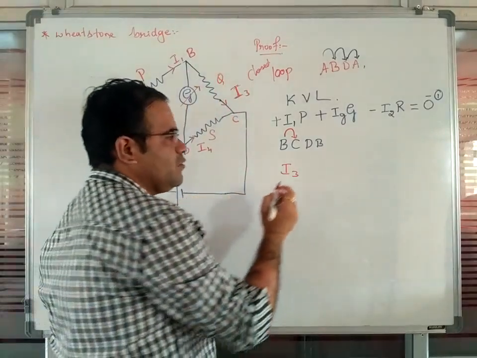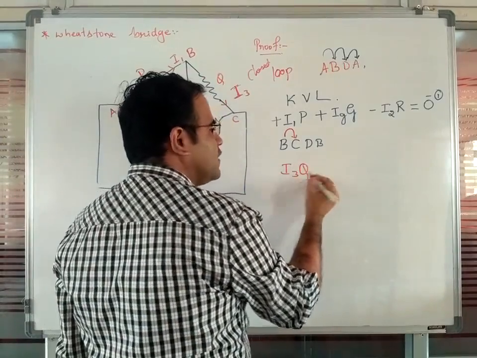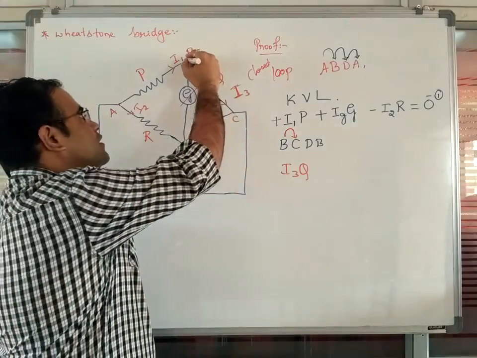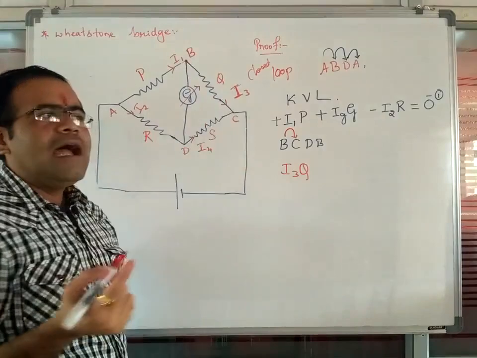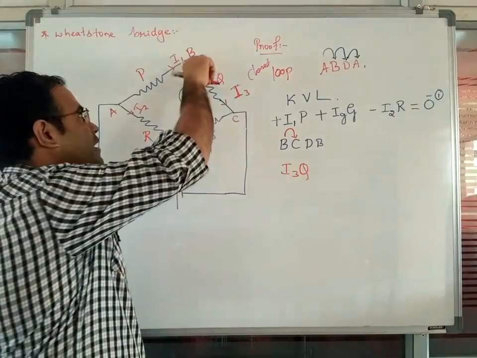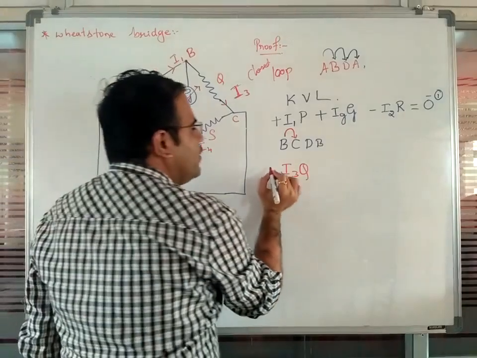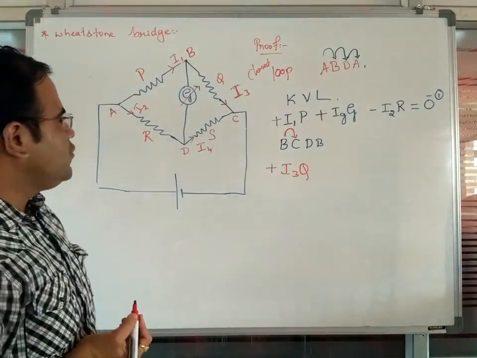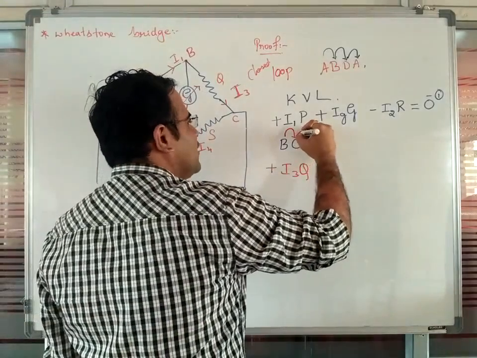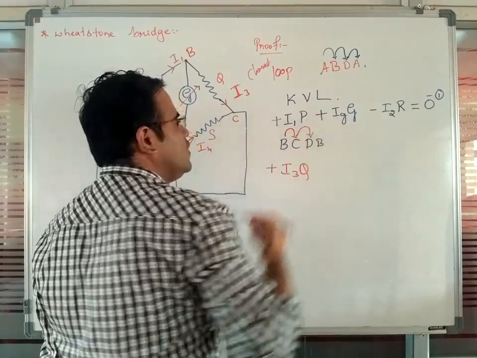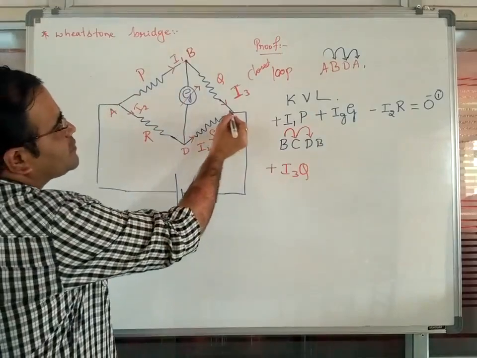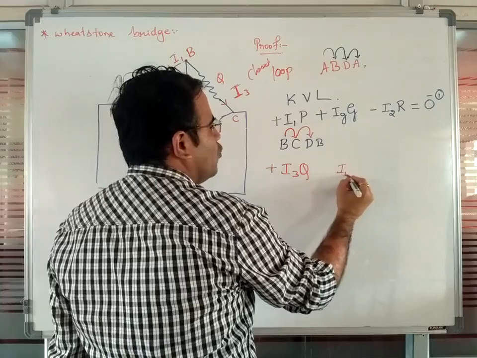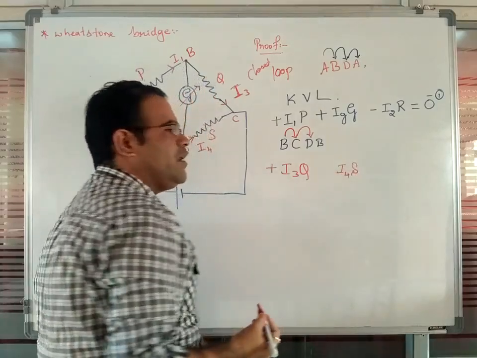Check the resistor in branch BC. The resistor is Q value. So I3 into Q. The calculation order is from point B to the point C, and the electric current is also from point B to the point C. So there we will consider this as positive. Next, after coming to point C, you move towards point D. In this branch C to D, the electric current is I4, whereas the resistor is S value.